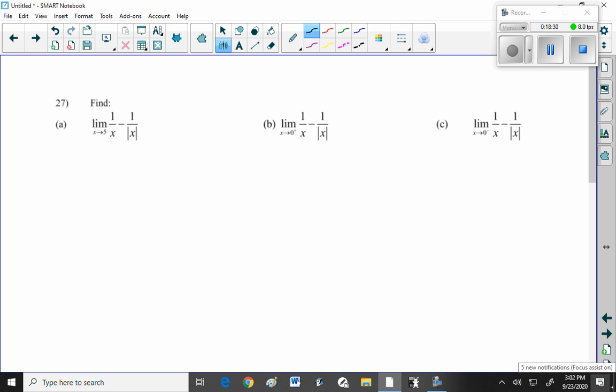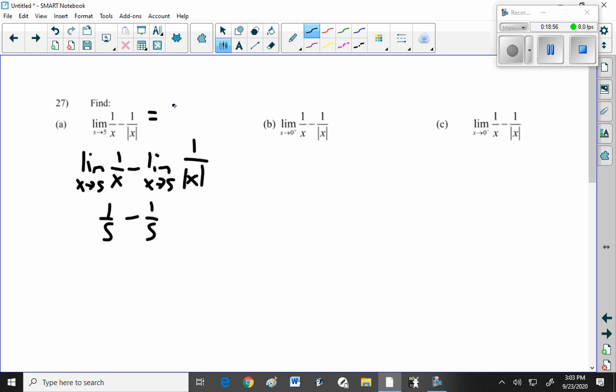And then, all right, limit as x approaches 5. So if I just plug in 5, I get 0. Can I do that? Well, 1 over absolute value of x, I can just plug in the 5. That limit exists. 1 over x, that limit exists. So the limit of a difference, if they exist, is the difference of the limits. This is 1/5. This is 1/5. So 0. Easy.